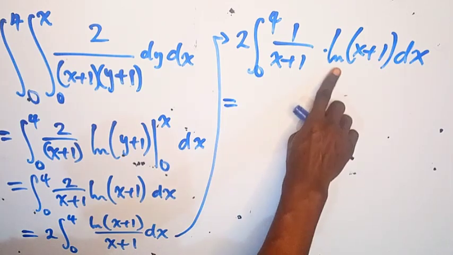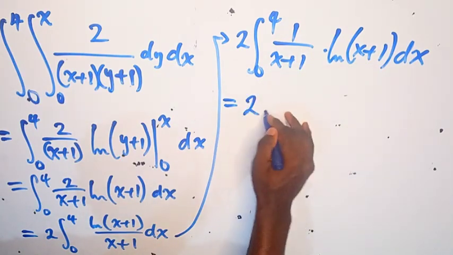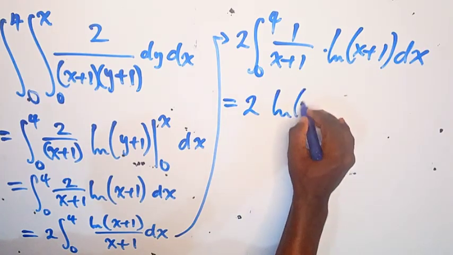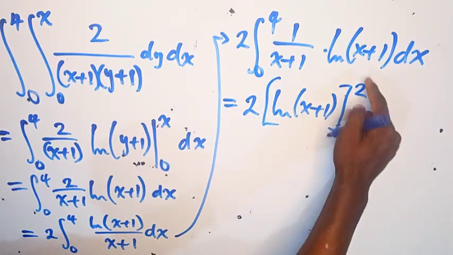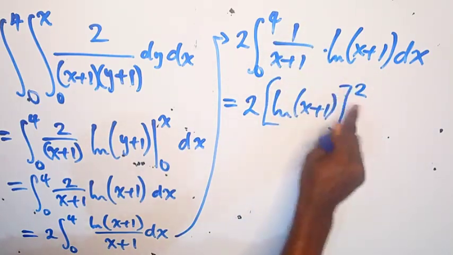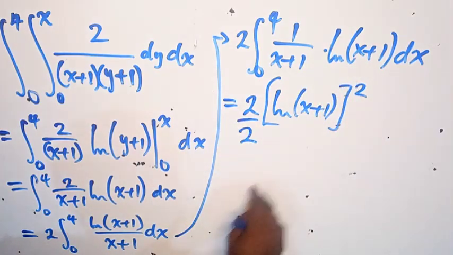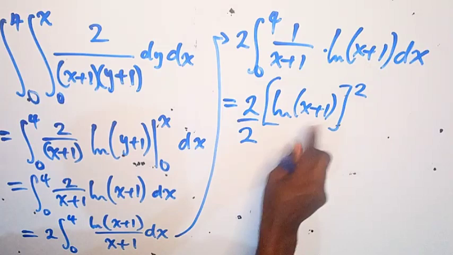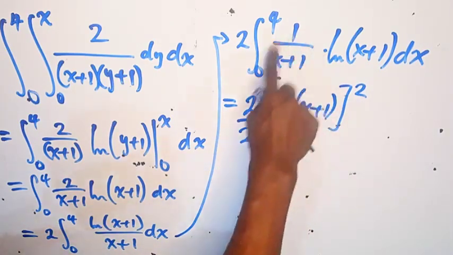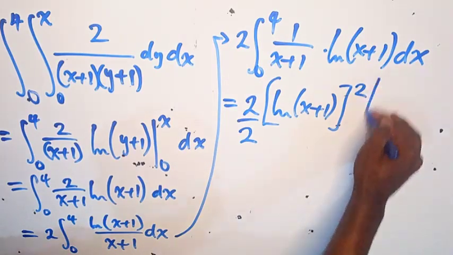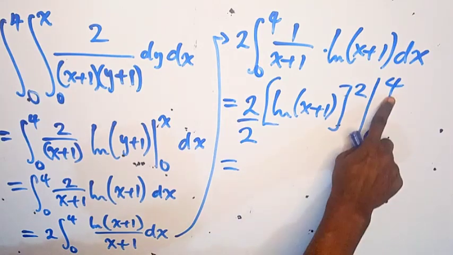Notice that when we differentiate the natural logarithm of x plus 1, we get 1 over x plus 1. That tells us that this result will be the natural logarithm of x plus 1, squared, since the derivative of this term gives us a term that is multiplied. We just take the square of this term and then divide by 2, just like saying x squared over 2. This term is considered as a single term divided by 2, since its derivative is multiplied together with it. And then we take that from 0 to 4. This 2 and that 2 will cancel. Then we substitute 4 in place of x.